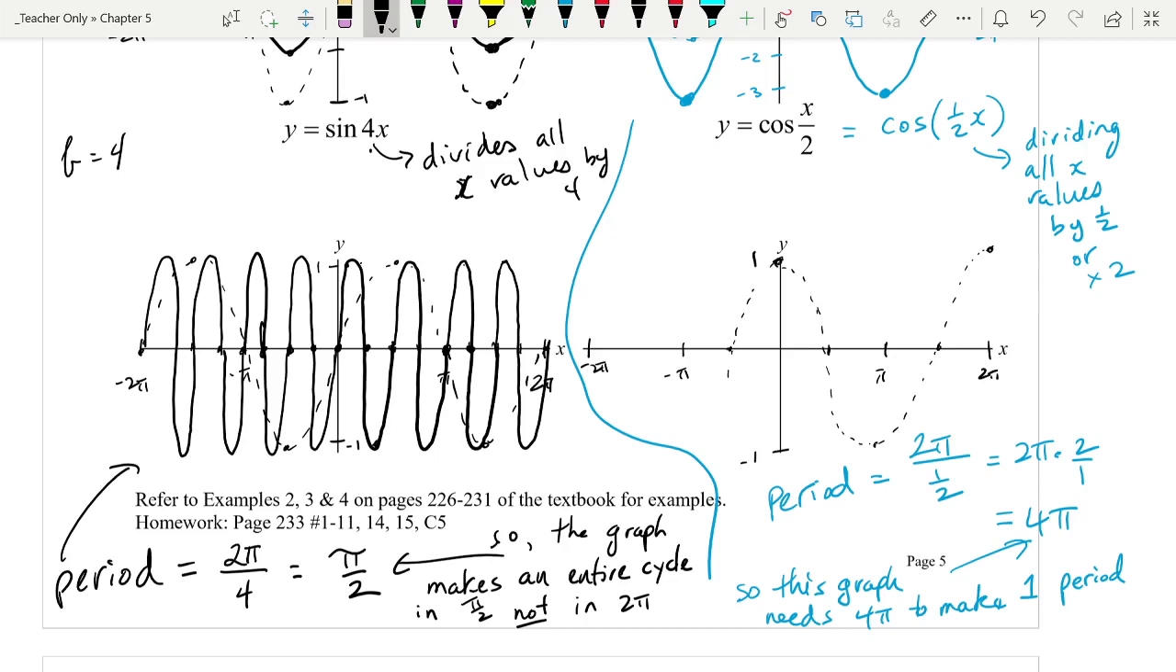I guess that blue line's kind of in the way. There. That's my parent function. What's my new function going to look like? It's going to be way wider. Notice timesing 0 by 2 doesn't change anything. So this point will stay the same. But this point here that was pi by 2 got multiplied by 2, so now it's over here. And this point here moves over there. So it's actually way wider. Wow.